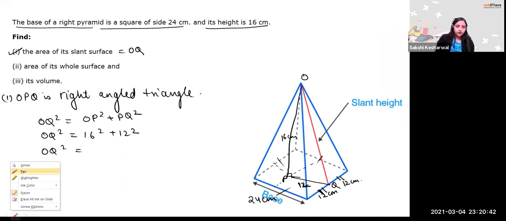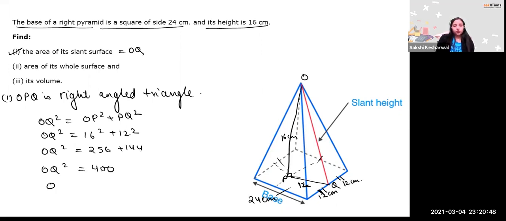256 plus 144, which is equal to 400. OQ square is equal to 400, and OQ is equal to 20. That's your first thing. That is the slant height. You got the first answer.